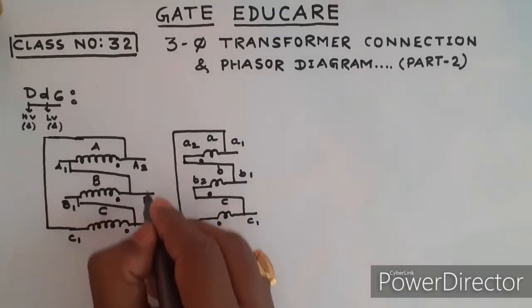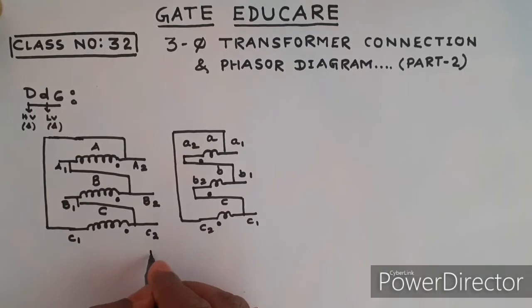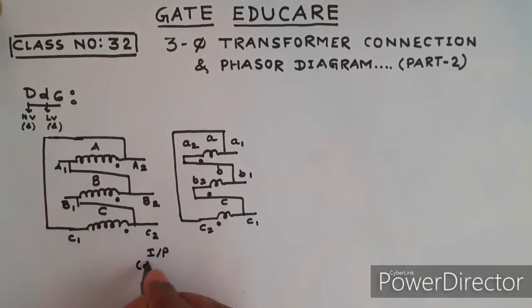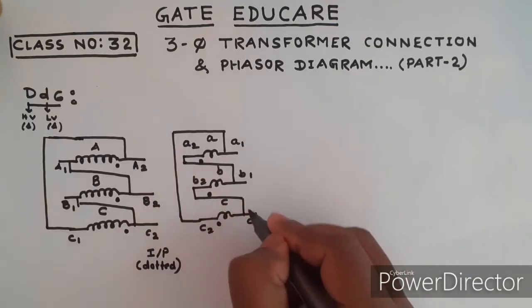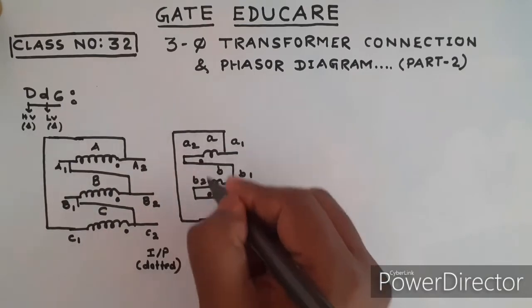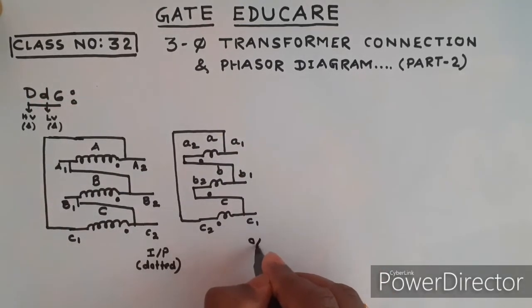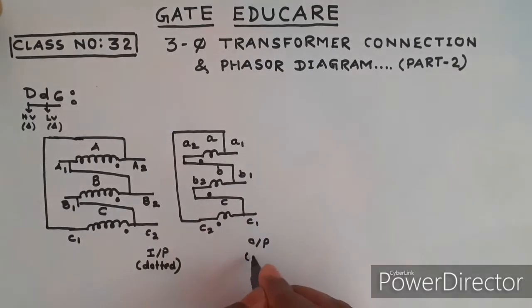Here the input is given to the terminals A2, B2, C2. Input will be the dotted terminal. And output is taken from A1, B1, C1, not A2, B2, C2. If I take output from the others, then it becomes DD0. So this is your output, and output will be the undotted terminal. Here this is dotted, this is undotted. Output is taken from C1, that is, output will be undotted.